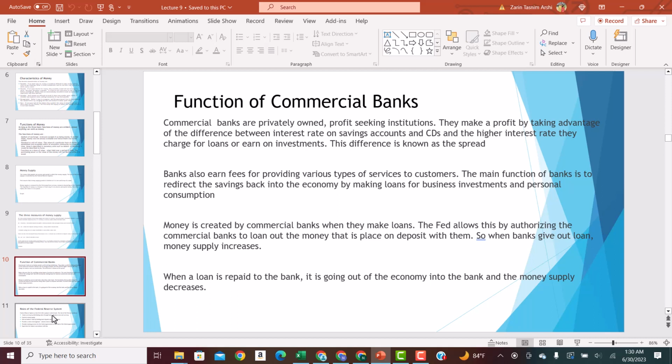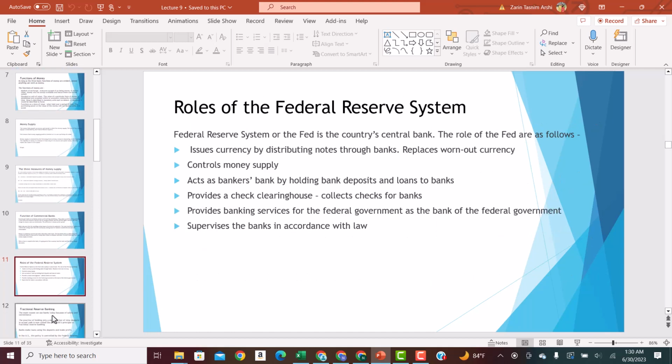Think about when a loan is repaid. Let's say you sold your business and you paid off your loan on the business. Then that money is coming out of the economy and going back to the bank. So money supply in that case will decrease because it's going out of the economy.